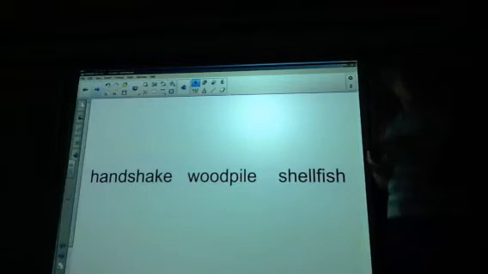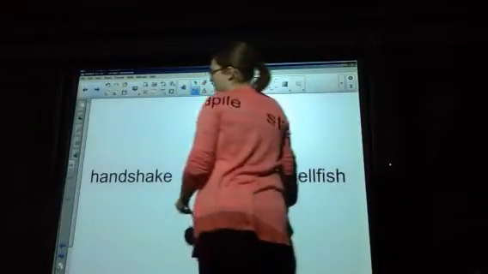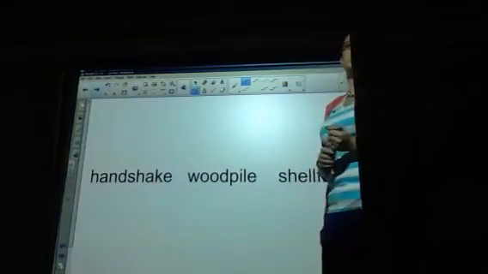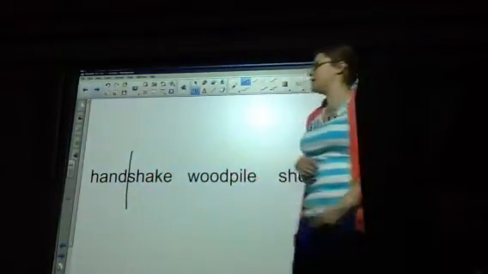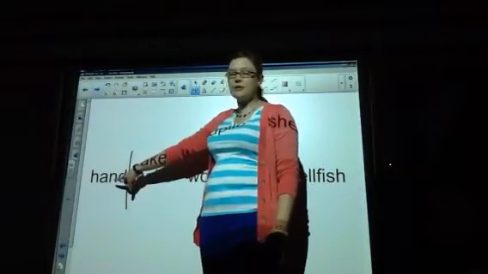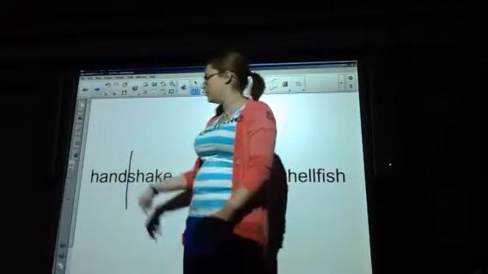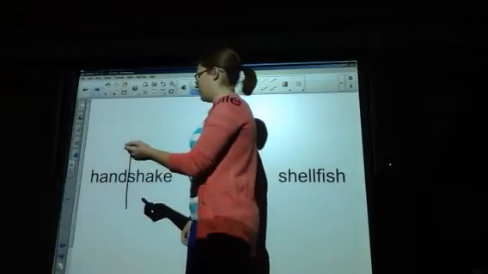So let's see if we can figure out how to code these words. First thing you're going to do, what are the two words I have in handshake? Hand and shake. So you're just going to divide right between those. Then we're going to code each word separately. So what do I need to do for the word hand? Put a B under the A and put a C under the N.